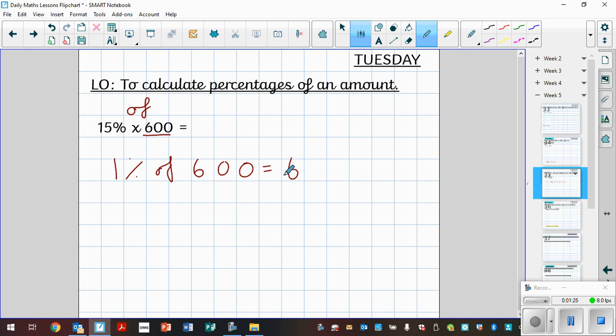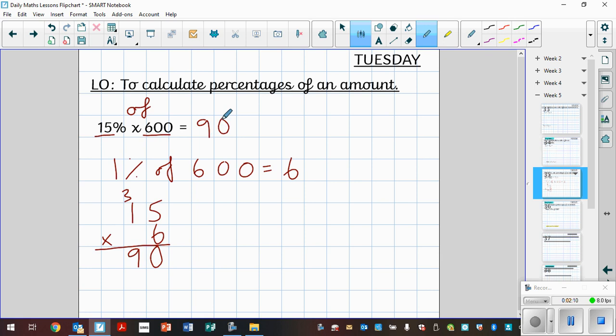Now you've worked out what 1% is, you can now work out what 15% is. And I'm wondering if you can remember how we would do that. That's correct. We would simply multiply 6 by 15, because that would tell us what 15% of 600 is. So let's have a go at that then, children. So we have 15 and we are multiplying it by 6. 5 times 6 is 30, so we exchange the 3 here. 6 times 1 is 6, plus the 3 is 9, so 90. So 15% of 600 is 90.